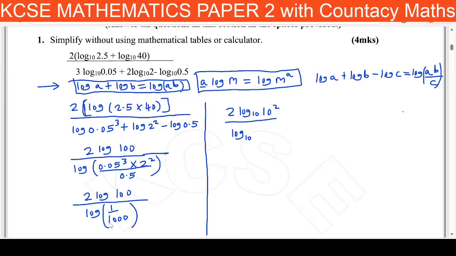You see, say 1 over 1000, we can write it in terms of 10 to power something. This one is equivalent to 10 to power negative 3. 10 to power negative 3 will give you 1 over 1000. So we can write it like that. This is why I'm telling you that this is a very interesting and wonderful question to practice with.